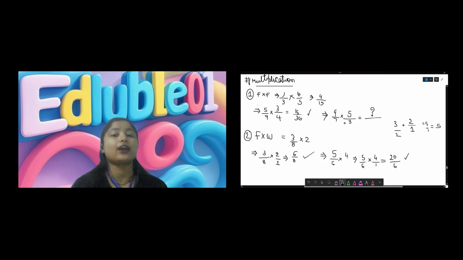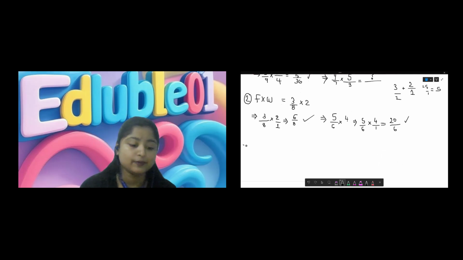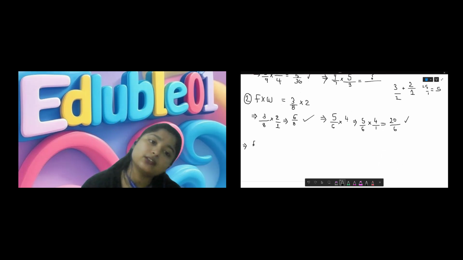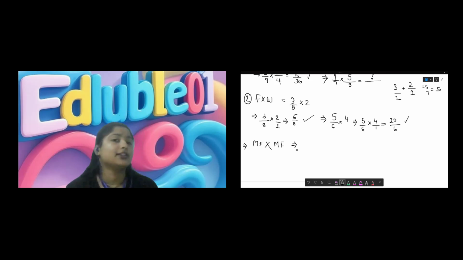Let's try the third way, that is fraction with mixed numbers. For example, when you have a mixed fraction with a mixed fraction. MF is mixed fraction with mixed fraction. Let's just see this way. It's so easy, but yet so logical. Okay, let's just see one example.